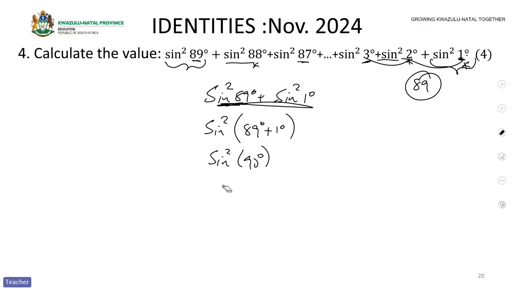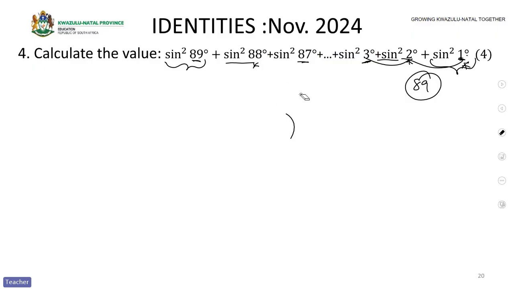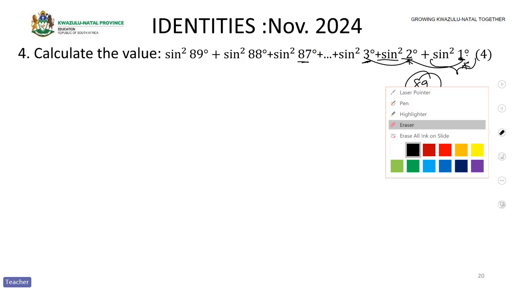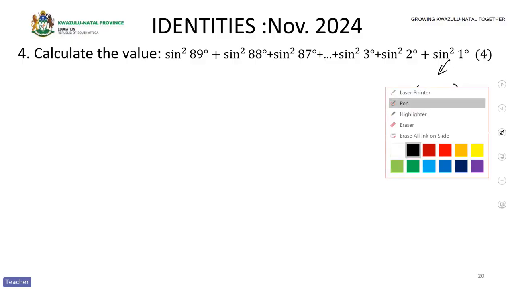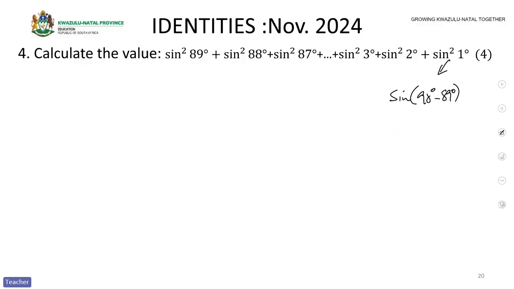Then what is it that I need to do? Know your identities. Know your identities, and that is the reason why I actually emphasize the identities. What we know in this case is that sin of 1 can be expressed correctly. Sin of 1 is the same as sin of 90 minus 89 degrees. Now, what is 90 minus 89? 90 minus 89 is 1.